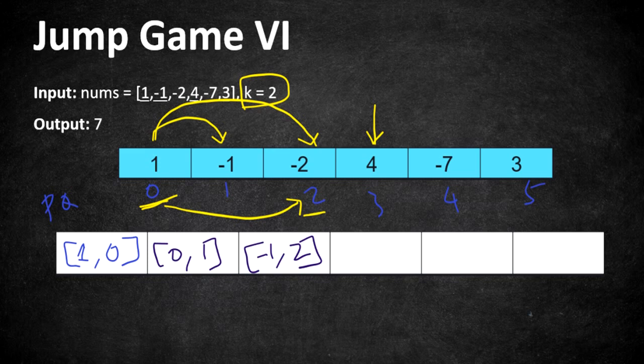In that case, we don't need this 1, 0 anymore in our priority queue, so we pop that from our queue. Moving on to the next one in our queue, which is 0, 1.